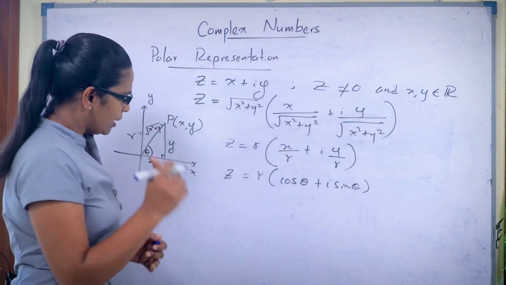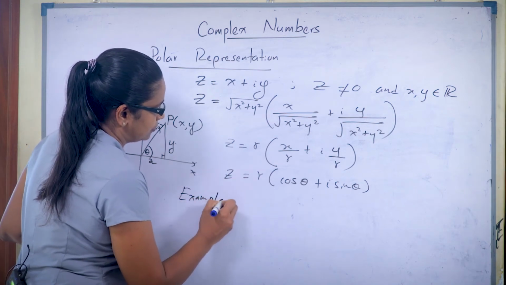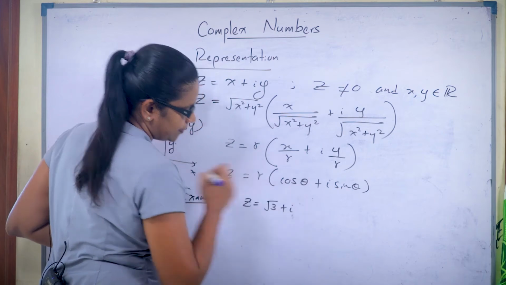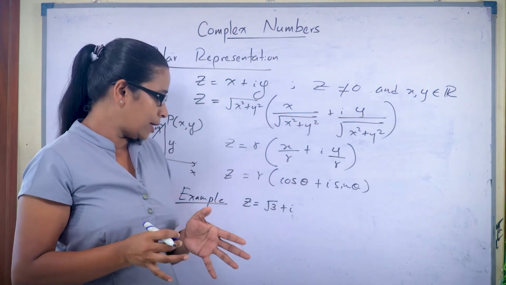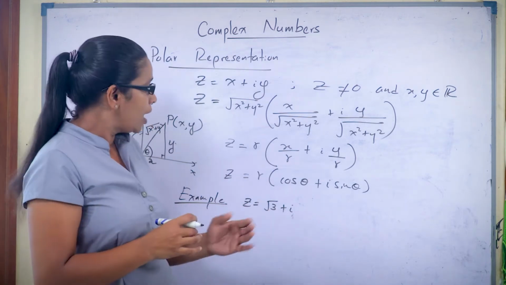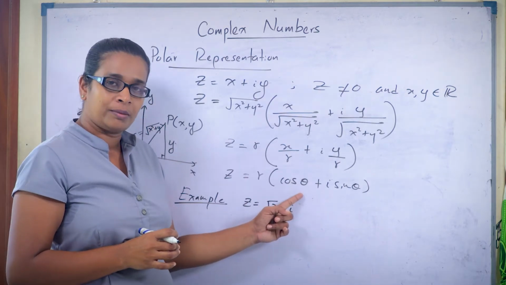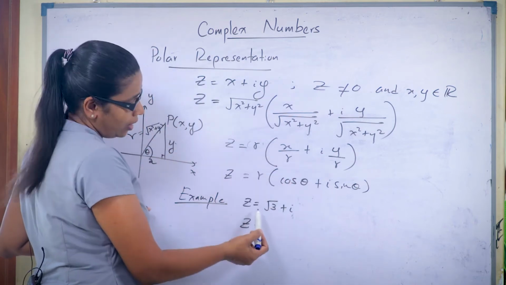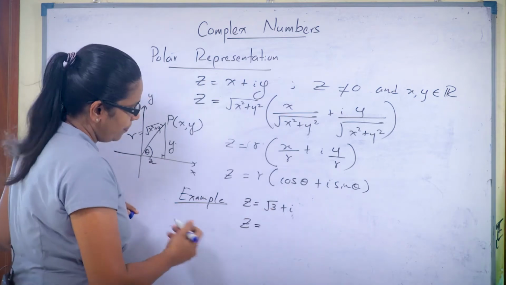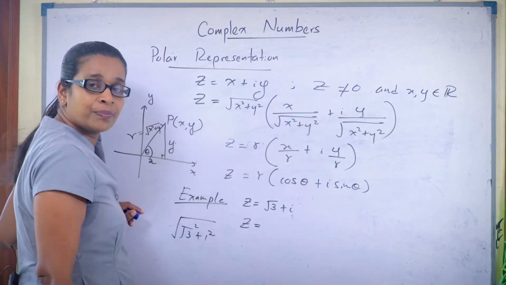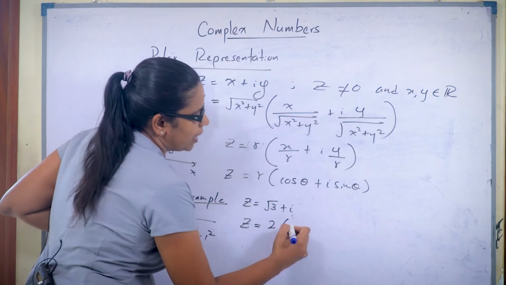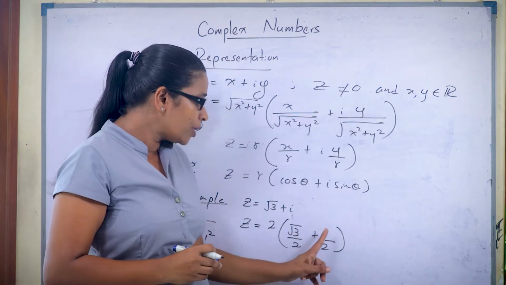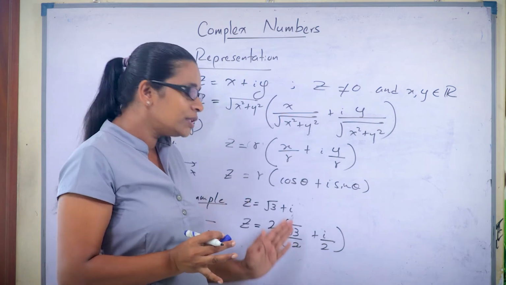Okay, let's talk about an example. Consider Z equals root 3 plus i. I have written an example for the complex number root 3 plus i. I need to convert this into polar representation. So Z equals, then what should be the value of r? According to root 3 and 1, the value should be the root of root 3 squared plus 1 squared. The value is 2. So you multiply by 2 and divide again by 2. Now root 3 over 2 and 1 over 2 are both positive values, so this is in the first quadrant.